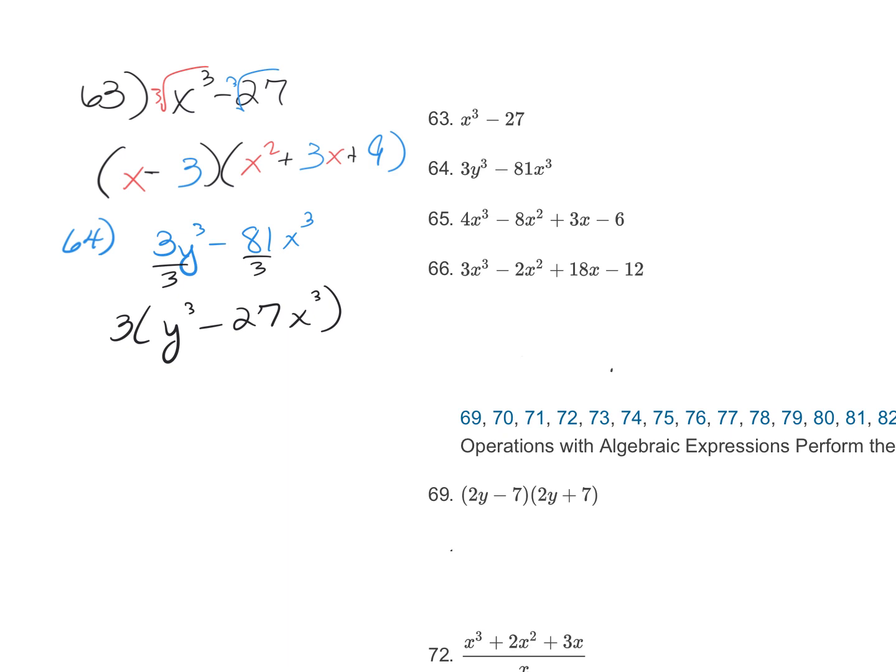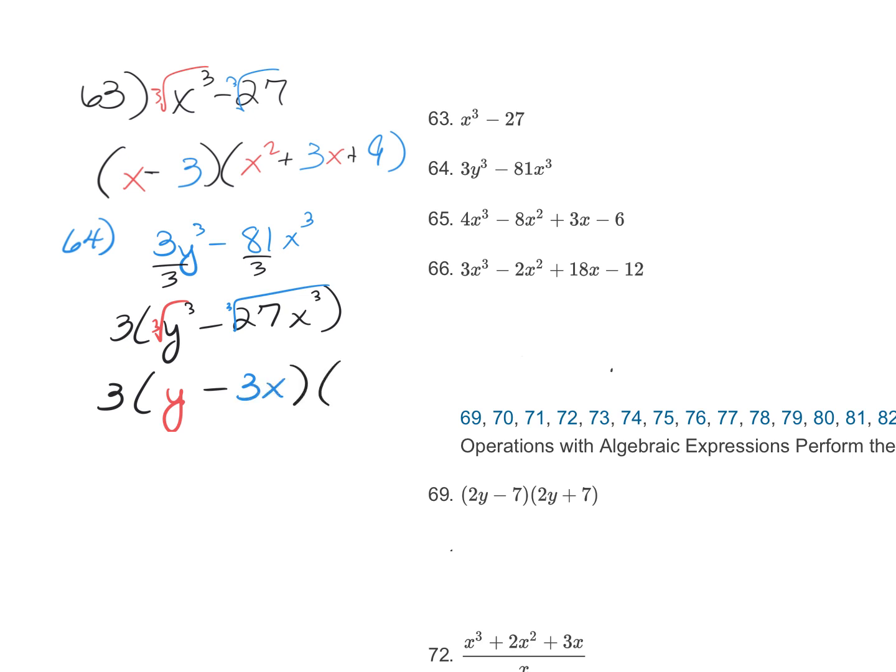And again, I'm going to do my SOAP pattern. So again, I'm going to cube root the y to the third, cube root the 27x to the third. So don't forget about the GCF. Put that 3 there first. Cube root of y to the third is y. Cube root, same sign here, of 27x to the third is going to be 3x.